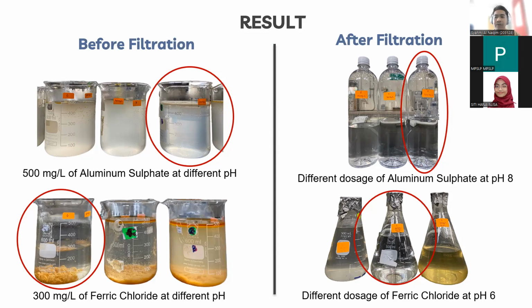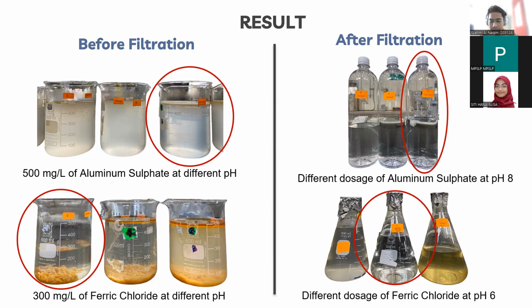But aluminum sulfate doesn't have the ability to flocculate. It only has the ability to coagulate. The sample is floated; the suspended solid is floated at the top layer. And the last picture, at the right side, is after filtration.